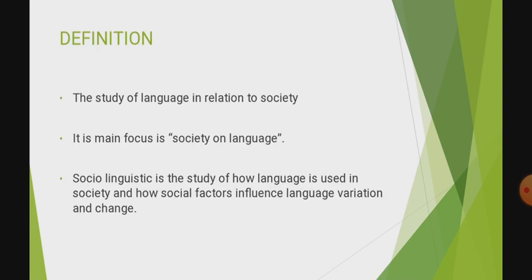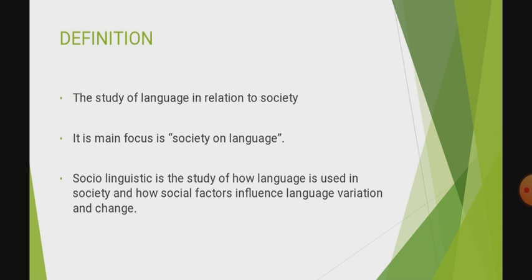So let's start with the first, the definition. Sociolinguistics is the study of language in relation to society. Socio plus linguistics means socio, society, linguistics, language. Its main focus is society and language.